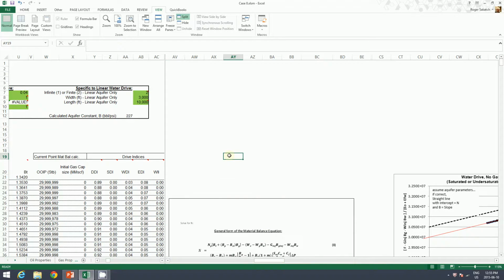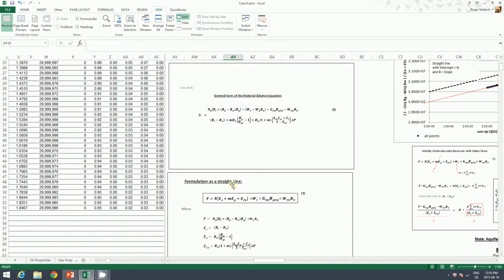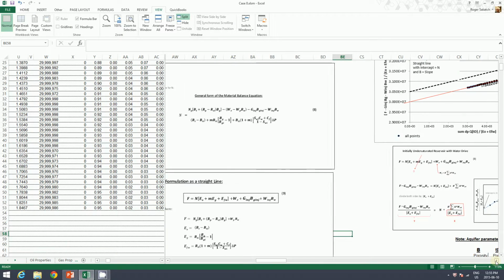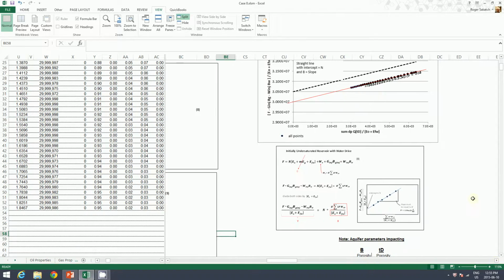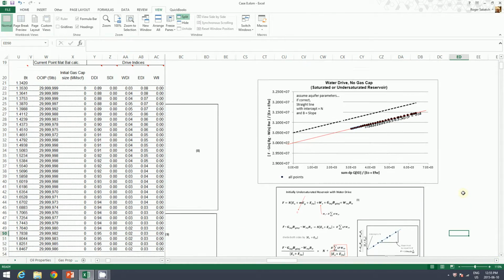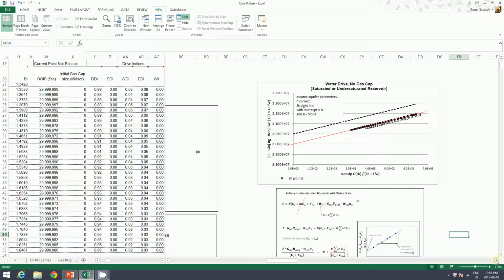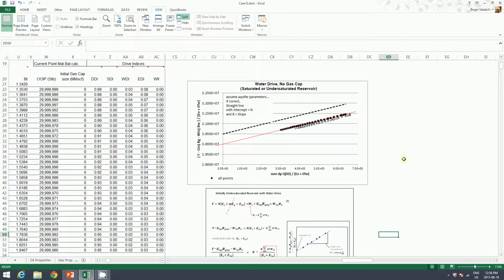We had talked earlier in this video about how the material balance was formulated in the form of a straight line for an aquifer, so I won't revisit that at all. And you can see that I have already been playing around with this particular model, which again is using a water drive with no gas cap. That's the situation that we're dealing with.